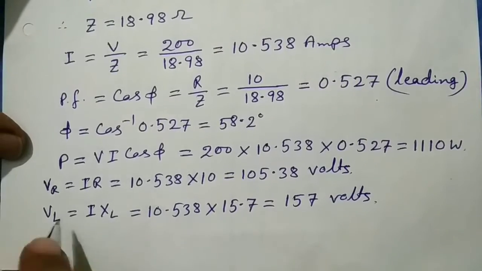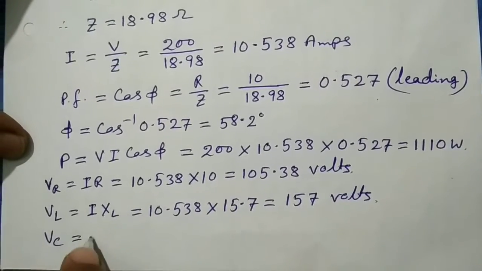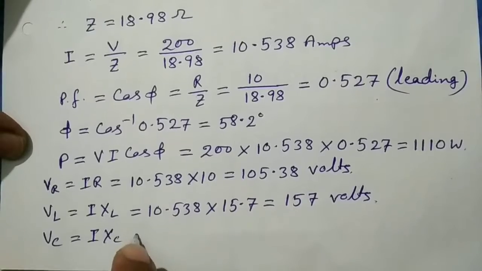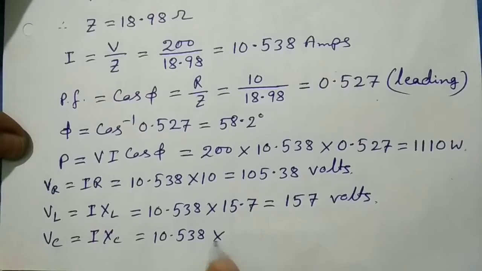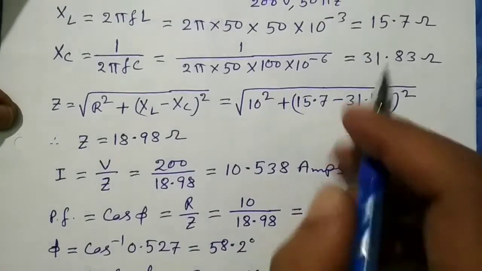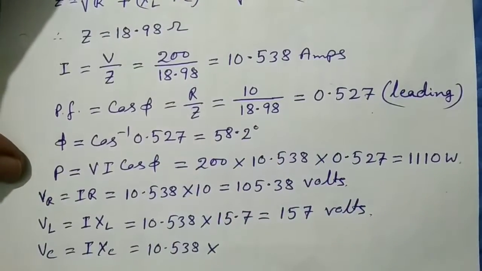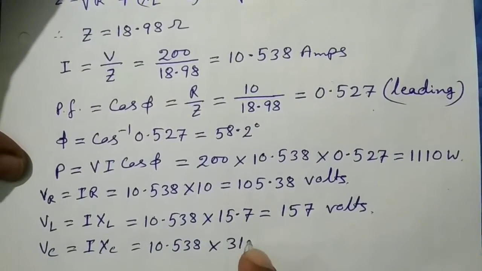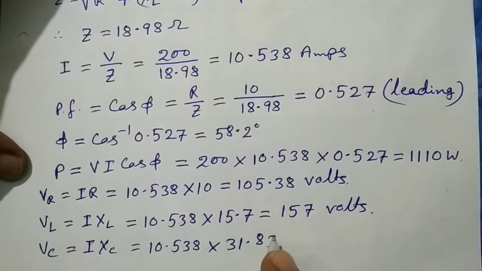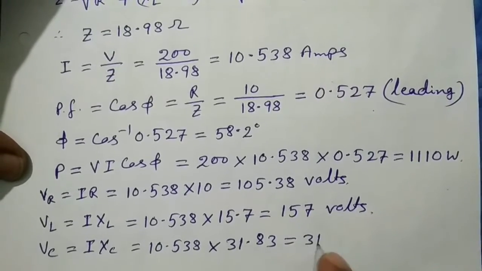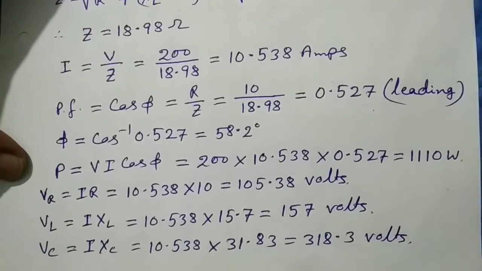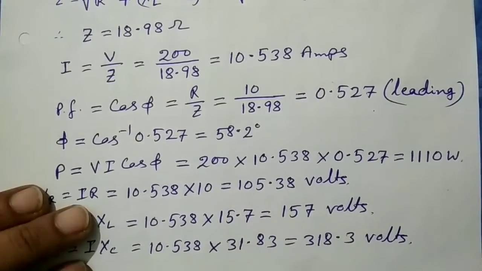And similarly the voltage drop across capacitance VC will be I into XC, that is 10.538 into the XC value, 31.83. So it will be 318.3 volts. So this is the complete answer.